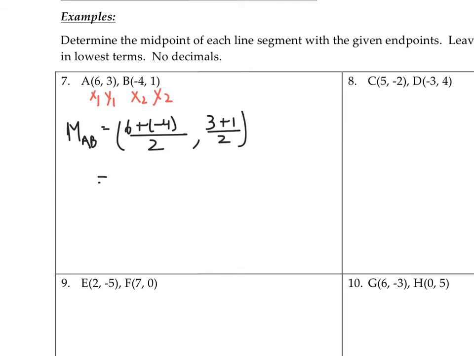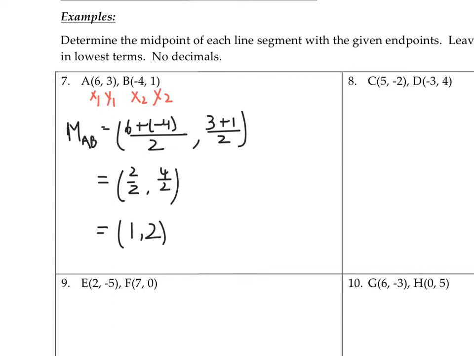And now I simplify. 6 plus negative 4 is 2 divided by 2 to get the x. 3 plus 1 is 4. And then we're going to divide each of those numbers by 2. So 2 over 2 is 1, 4 over 2 is 2. You can totally jump from the first step to the last one. You do not need that middle one.